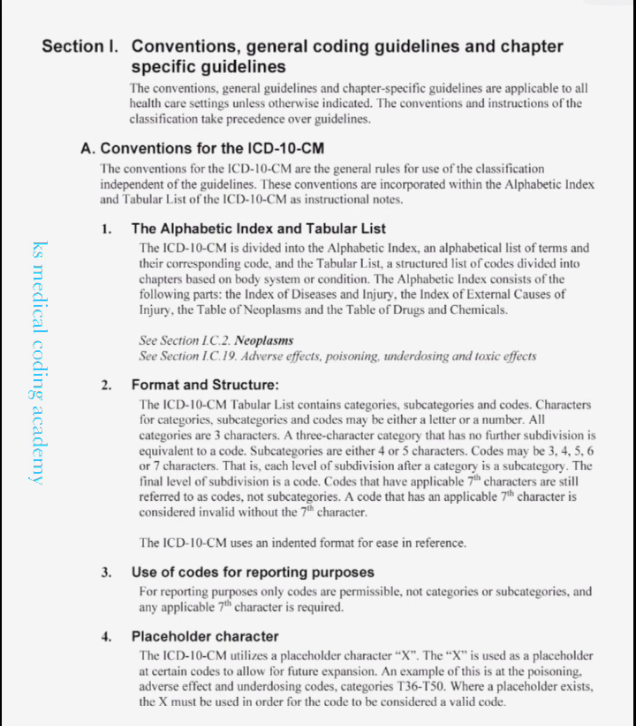2. Format and structure. The ICD-10-CM tabular list contains categories, subcategories and codes. Characters for categories, subcategories and codes may be either a letter or a number. All categories are 3 characters. A 3-character category that has no further subdivision is equivalent to a code. Subcategories are either 4 or 5 characters. Codes may be 3, 4, 5, 6 or 7 characters, that is, each level of subdivision after a category is a subcategory. The final level of subdivision is a code.